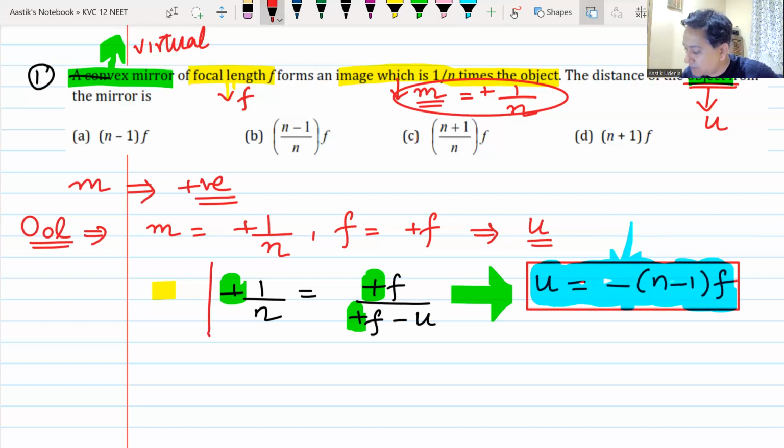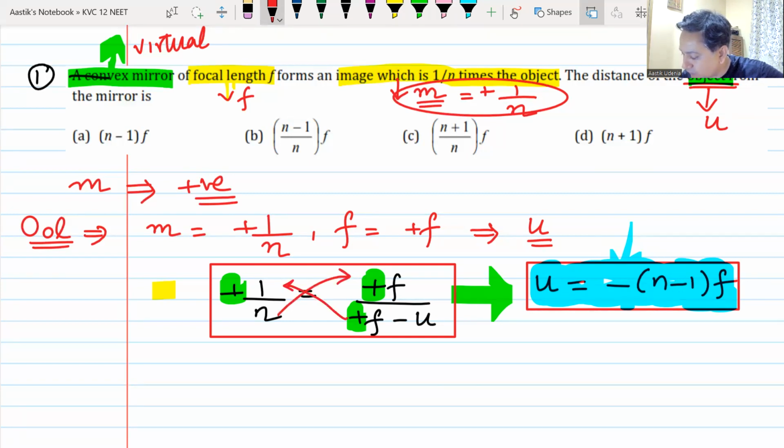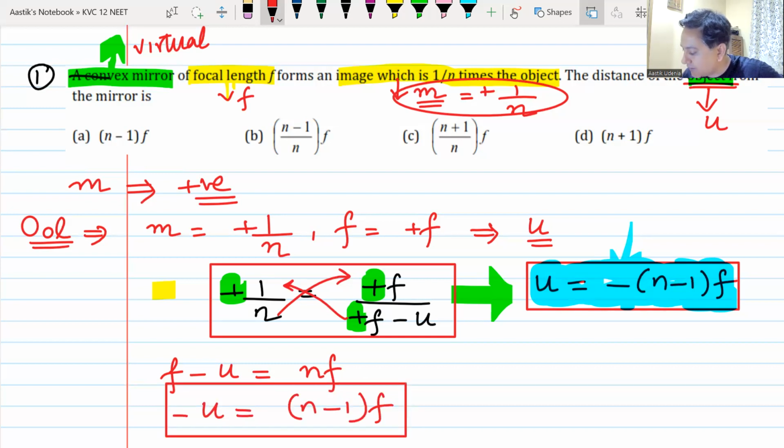You just have to solve this equation. Can you solve this equation or should I tell you how to solve this? It's very simple. Cross multiplication. You take this here, you take this here. Yes or no? So on the left hand side, you will have f minus u, and on the right hand side, you will have nf. So from there, minus u will be equal to n minus 1 times f. So u would be equal to minus of n minus 1 f. Do we understand this? Yes, sir.